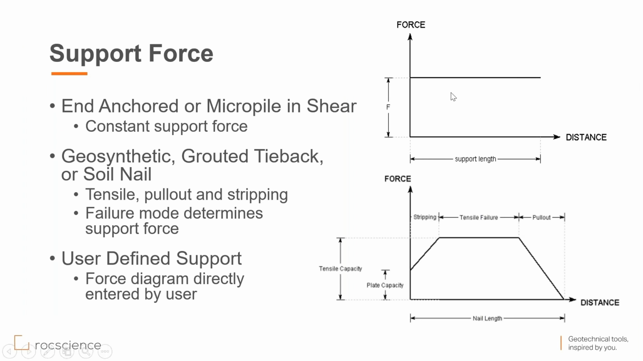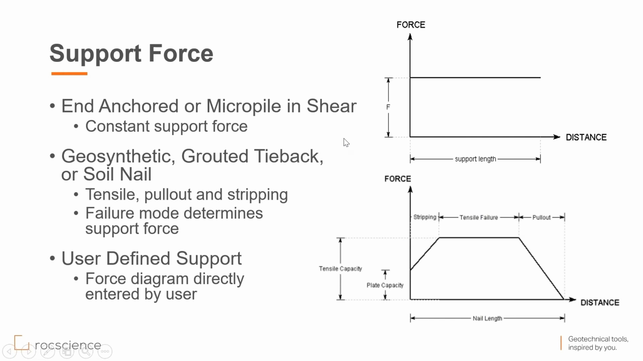So what you see on the right here is called the support force diagram. This describes what force is applied at specific increments along the support length. So if you look at the bottom one, for example, this means that this is the support, this line. If the slip surface crosses here, this is the force that's applied. If it crosses here, that's the force that's applied, and so on.